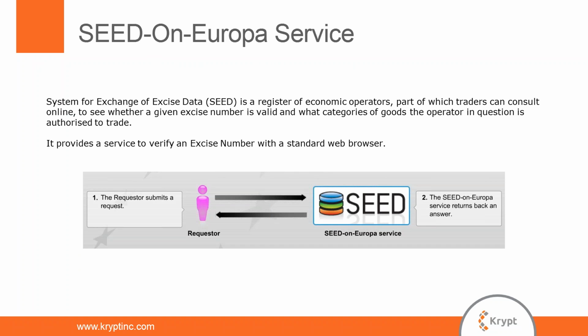SEED, the System for Exchange of Excise Data, is an online portal. In order to use EMCS, both consignor and consignee must be registered in the System for Exchange of Excise Data, commonly known as SEED. Before trading any goods, traders must validate the excise number of the other trader on SEED and verify what categories of goods the trader in question is authorized to trade. This can be done using the standard web browsers provided by this SEED online portal.